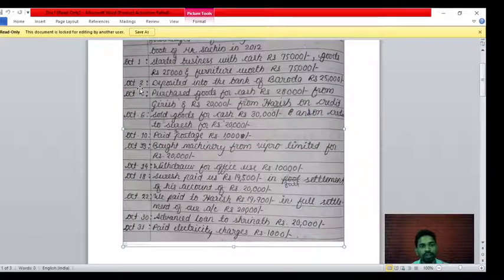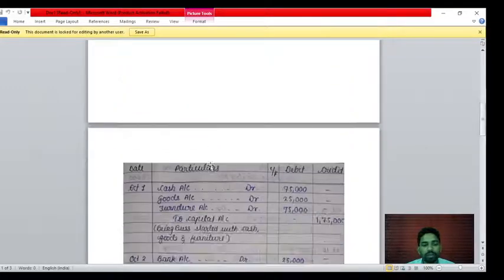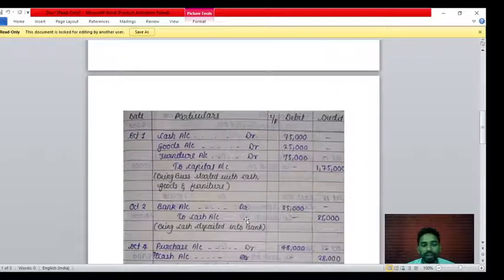Next transaction: deposited into the Bank of Baroda rupees 25,000. Deposited means cash deposited into the bank. In this transaction only two accounts are affecting, the bank account and the cash account. So Baroda bank account debit to cash account credit rupees 25,000, being cash deposited into bank.